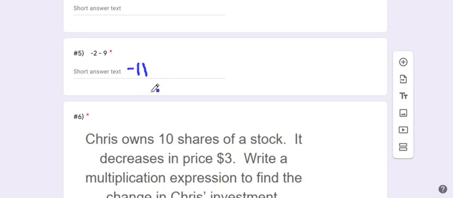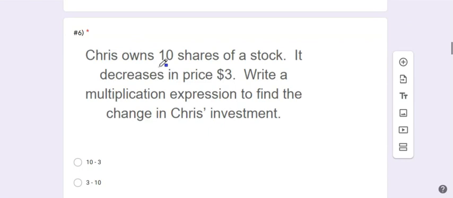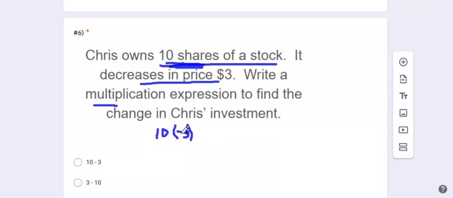So negative 11. Number 6, Chris owns 10 shares of stock. It decreases in price $3. Write a multiplication expression to find the change in Chris's investment. So if he has 10 shares of stock and the price decreases $3, that means each of these shares of stock also goes down $3. So I could say negative 3 plus negative 3 plus negative 3 plus negative 3 like 10 times, which is repeated addition, or I know that repeated addition is multiplication. So I could say 10 shares of stock go down $3 each. So 10 times negative 3.